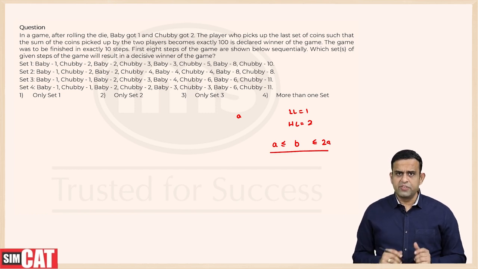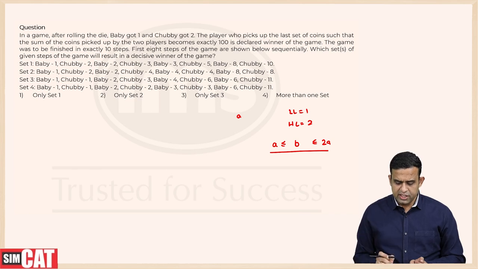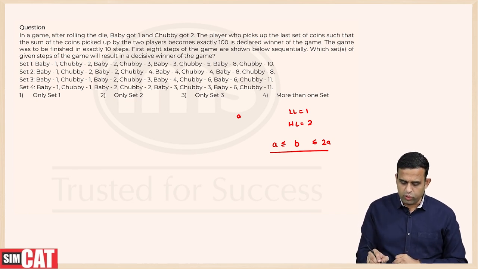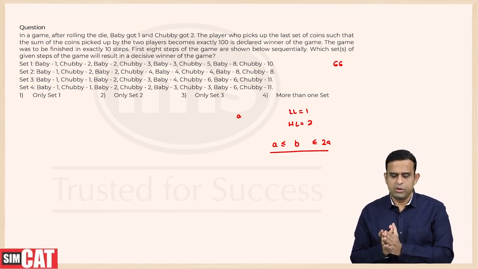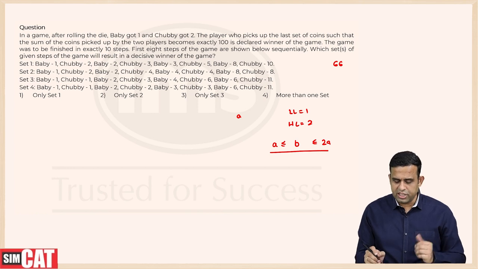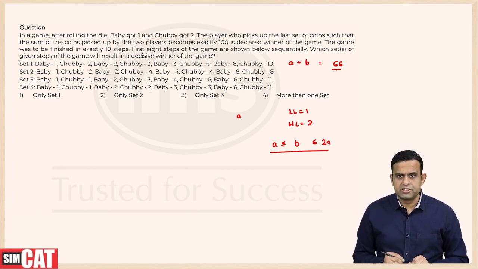In this particular case, if I look at set number 1, the total number of coins picked up so far happens to be 1 plus 2 plus 2 plus 3 plus 3 plus 5 plus 8 plus 10, which is 34. Which means you need to pick another 66 coins in step number 9 and step number 10, so A plus B equals 66.